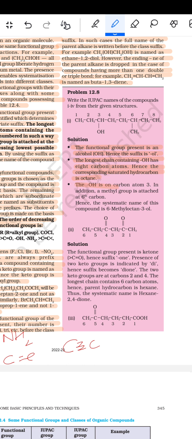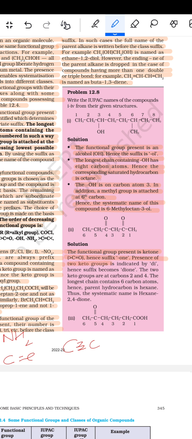The OH is on carbon atom 3. In addition, the methyl group is attached at the 6th carbon, hence the systematic name of the compound is 6-methyl-octane-3-ol.